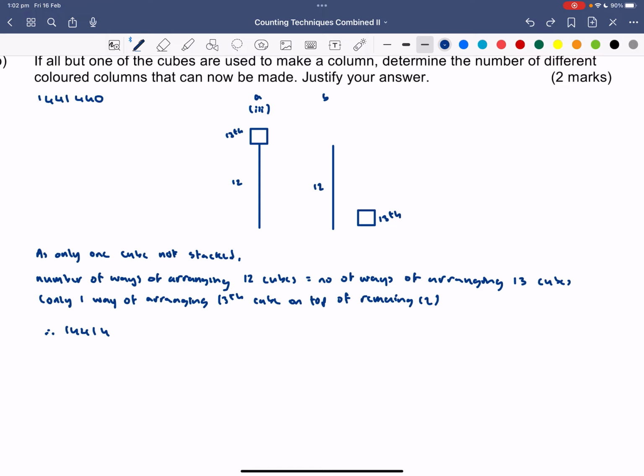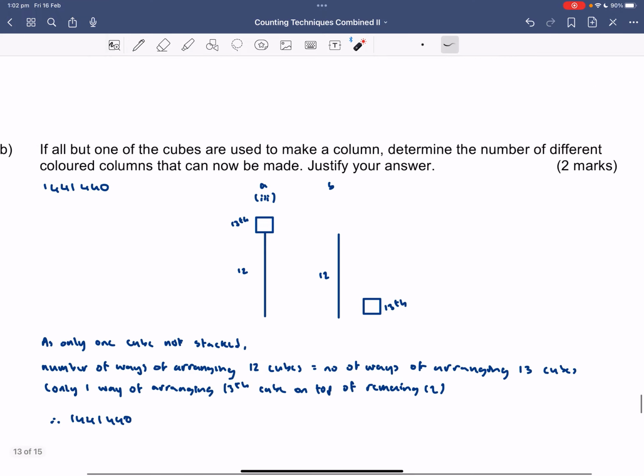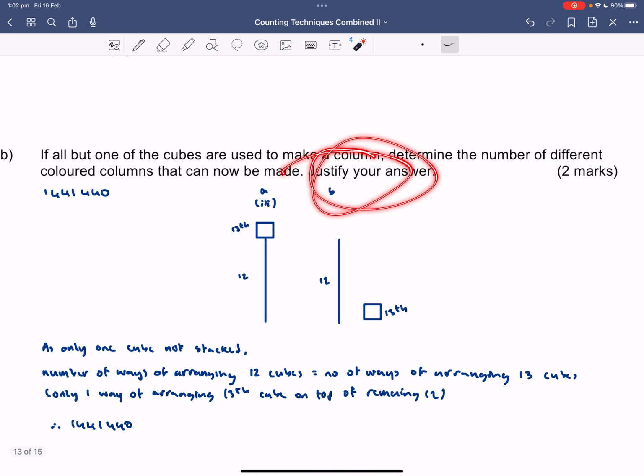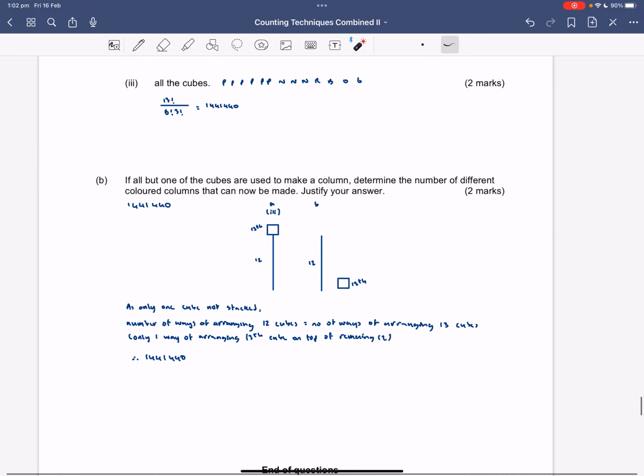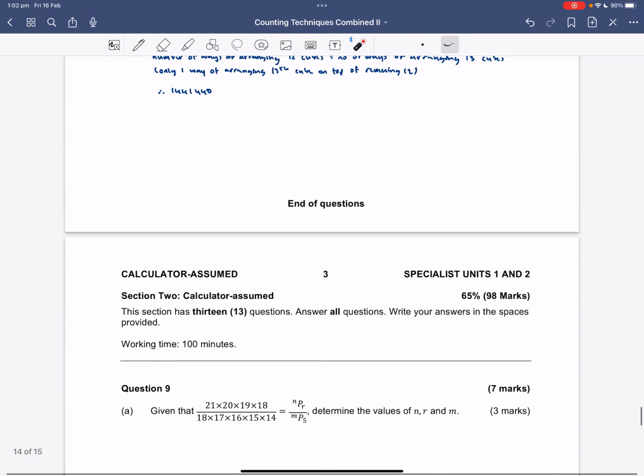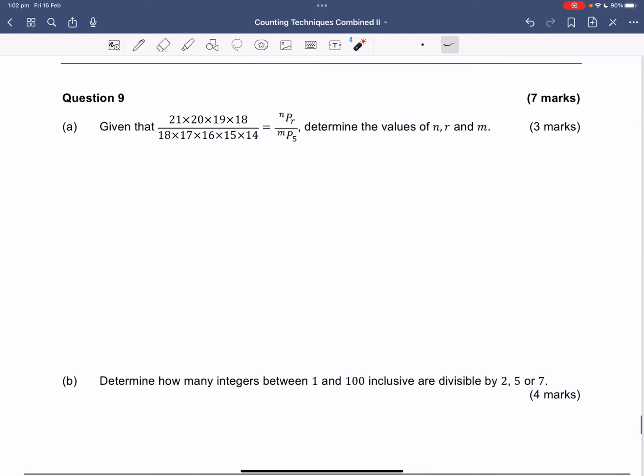And there's a clue that you had to do it this way. The clue was simply the fact that it's 2 marks and it just said justify your answer. That's weird that they ask you to justify. That almost suggests that you need to write something in English. Alright, so that's what you're meant to do.